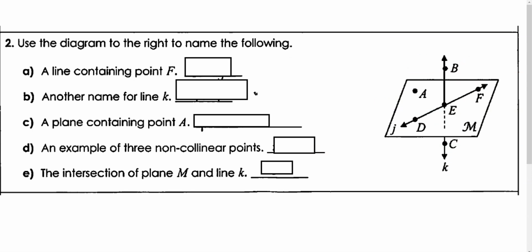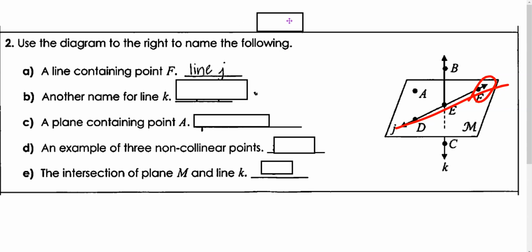Use the diagram to the right to name the following. A line containing point F. So if we look at point F, we see that point F is right over here, and it is on this line, so that'd be line J, or you can use those letters.